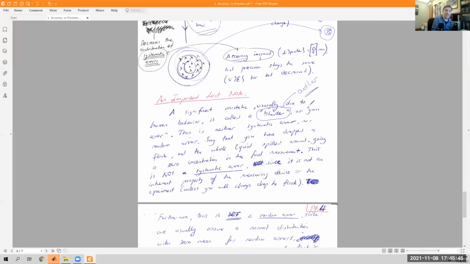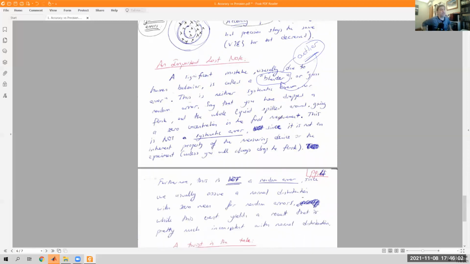You should not include that result. If you include that result, it's usually going to be deemed an outlier. But that's a little bit of a tricky point. It doesn't mean that every outlier is due to blunders, so be careful with that. So the resulting error is going to be neither systematic error nor random error.